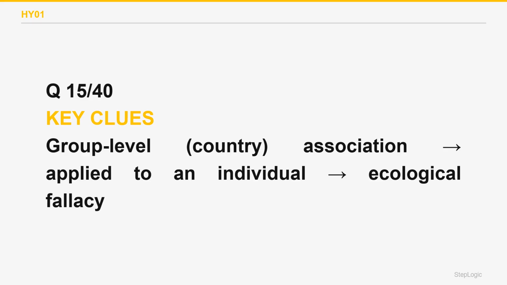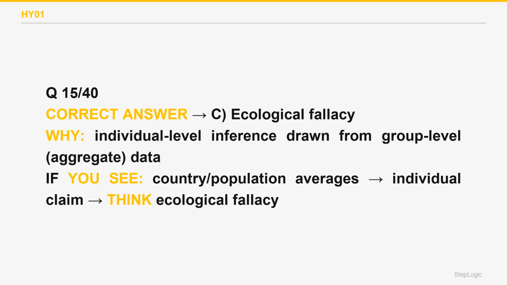This is the ecological fallacy, drawing a conclusion about individuals from data measured only at the group aggregate level. National averages of fat intake and cancer rates cannot tell you what happens within any single woman because the exposure and the outcome were never linked in the same person. They were merely correlated across populations. The correct answer is C.